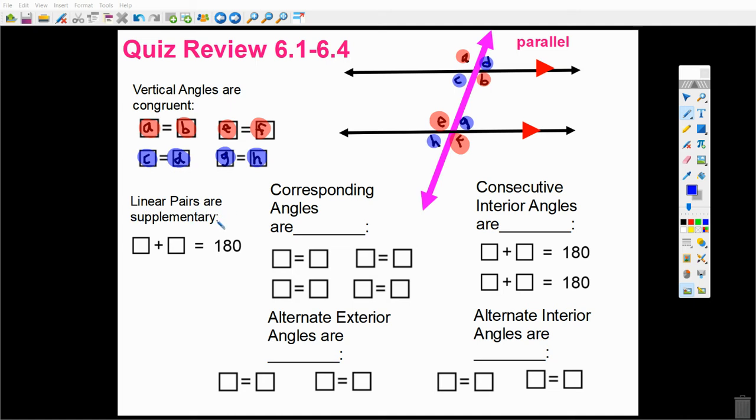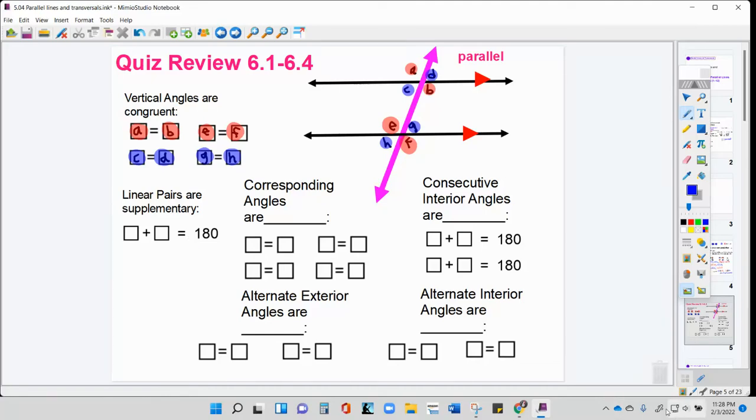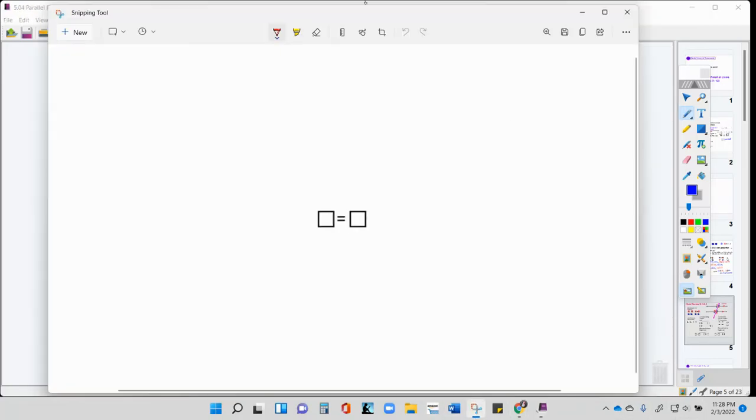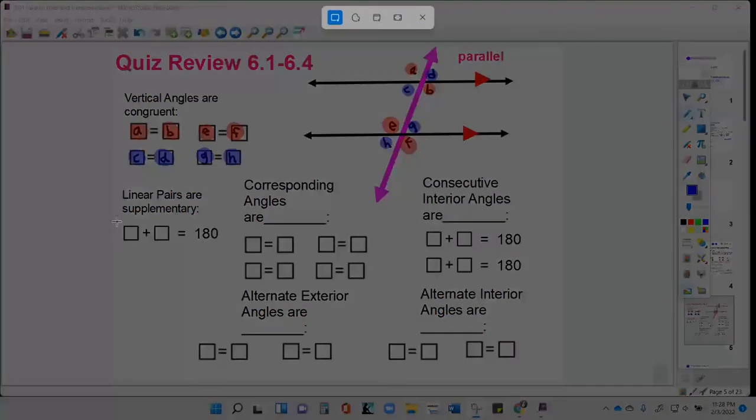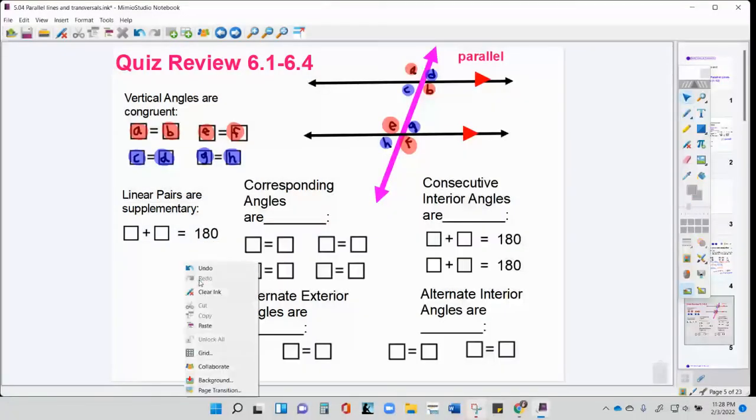And there's a lot of linear pairs here. There's actually 1, 2, 3, 4, 5, 6, 7, 8. So those are linear pairs, the ones that are next to each other and create a line. So there's actually 8 of them in total. So let me go ahead and put that in. Let me cut and paste.